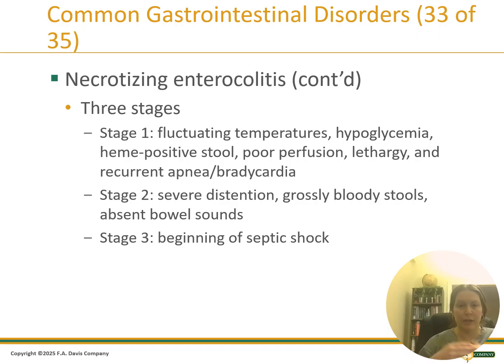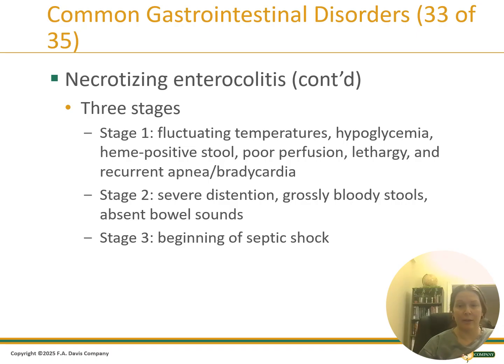Stage 2, you're getting to your red flag. Like I tried to get your attention before, but now I'm fussing a little more. So you're going to have some pretty severe abdominal distension, grossly bloody stools. You can have absent bowel sounds. And then stage 3, you have septic shock setting in. So you're going to expect your child to have some hypotension, more episodes of the apnea and bradycardia.